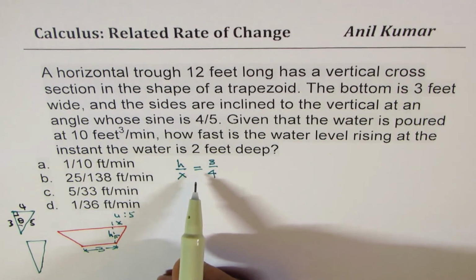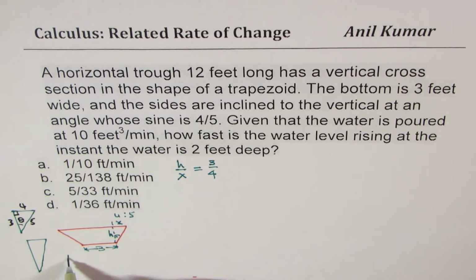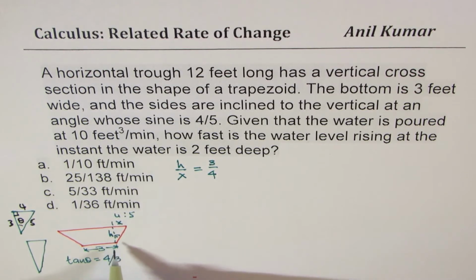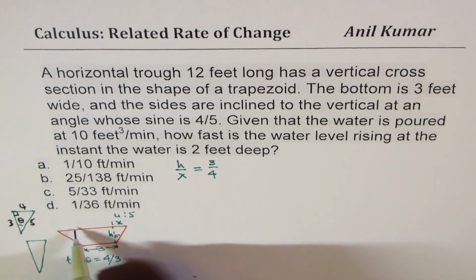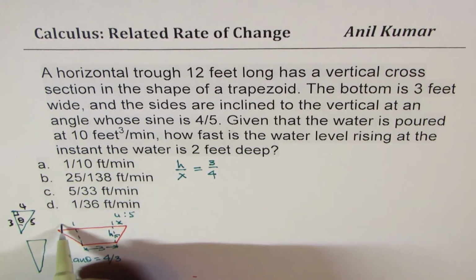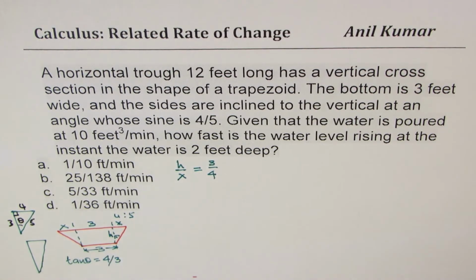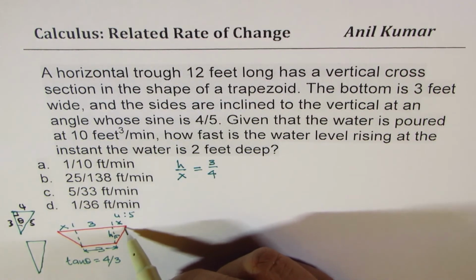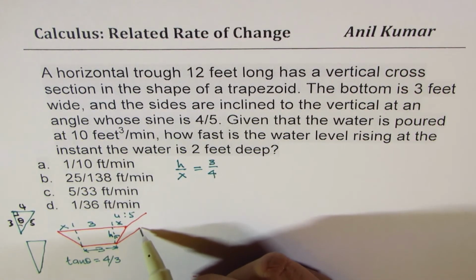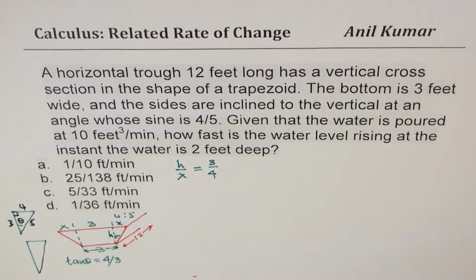So tan theta is 4/3, right? So that gives you the relation between height and this value x, correct? Now that helps us to solve this. So let me complete the drawing here. We have a cross section of a trapezoid and it is 12 feet long. So let me just extend it like this, and this length is 12 feet long.